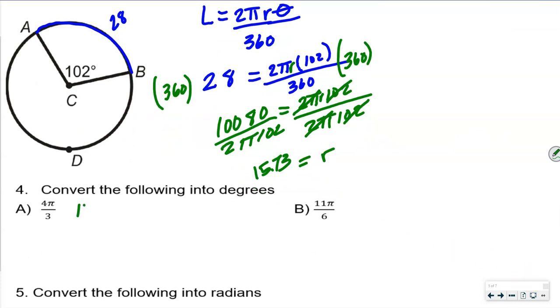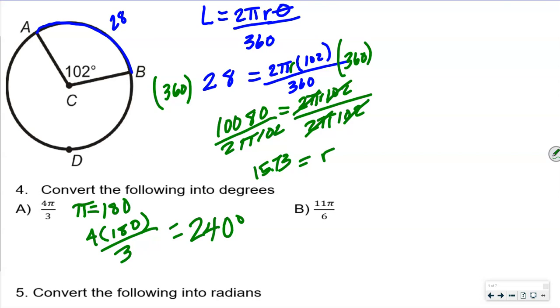Okay? Number 4 says convert the following into degrees. Remember, when you're doing this, pi equals 180, right? So we're going to do 4 times 180 divided by 3. Well, 180 divided by 3 is 60. 4 times 60 is 240 degrees, right?